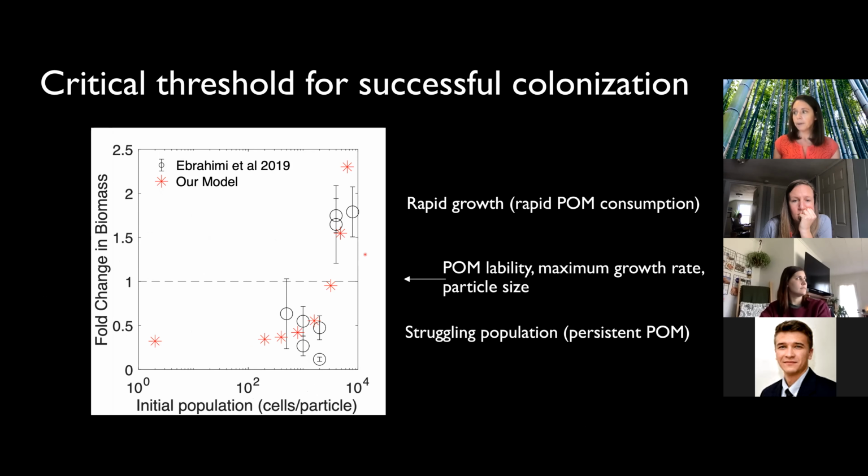And so if we're up here, we have rapid growth and rapid POM consumption. And this occurs if there's a lot of cells on the particle initially, if the particle is really labile and easy to degrade, or if there's a lot of encounter with new cells coming onto the particle. And then if we are below the threshold, we have populations that are really struggling. They have a very long lag phase and they're not able to make it to exponential growth, or it takes them a very long time to get into exponential growth.